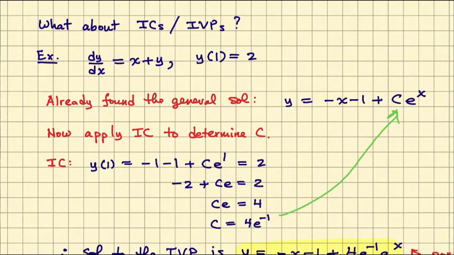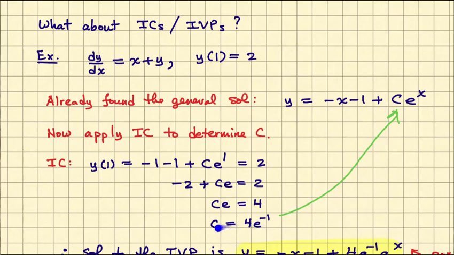So for this one, since I'm recycling this differential equation, we just did this, we already found the general solution. So here it is. Now we just need to apply the initial condition to determine the c. I'm going to let x be 1 and set y to be 2. And when I do that, I get this. That's an algebra equation in the unknown c. When I simplify this and solve for c, I get c is 4e to the minus 1.